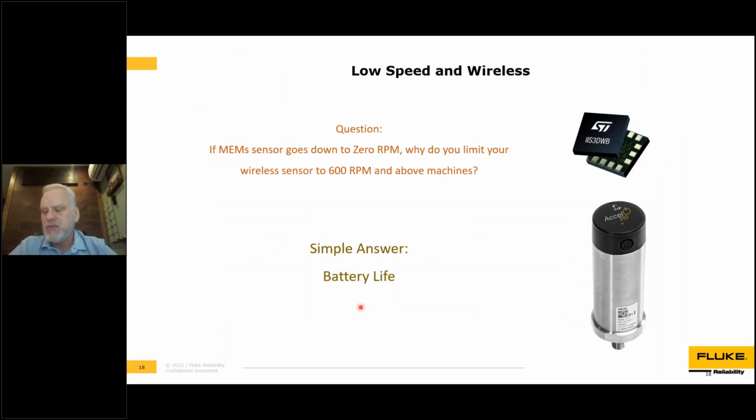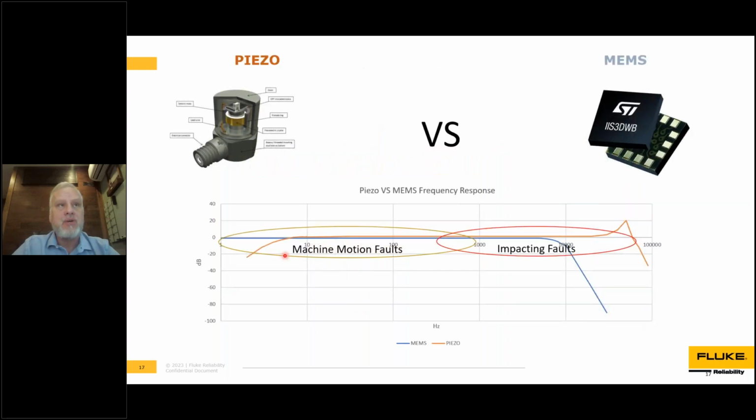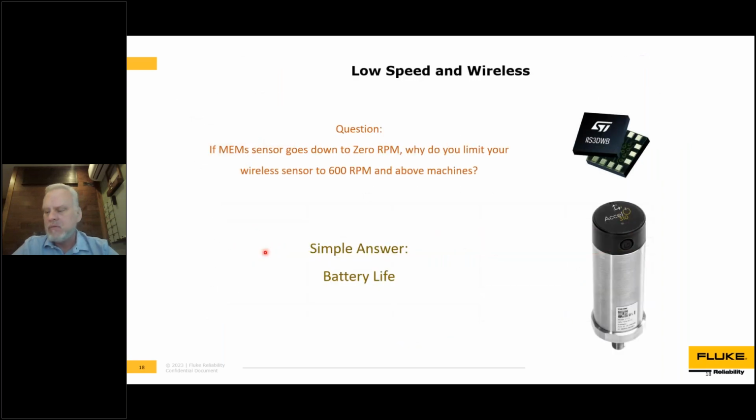So, low speed wireless sensors. I've mentioned to you, let me just go back one, please. I've mentioned to you in the blue line here that we get very excellent low frequency response out of a MEMS sensor. But then we limit our current sensor as a deliverable to only shafts above 600 RPM. And I oftentimes get that question, why do you limit your sensor to 600 RPM if your MEMS sensor goes all the way to 0? Well, the simple answer is battery life, of course.